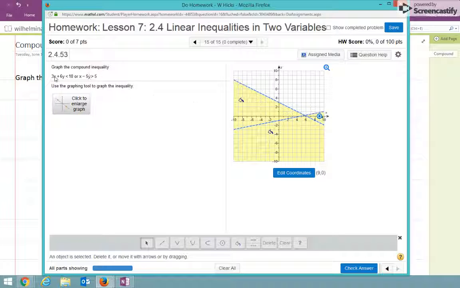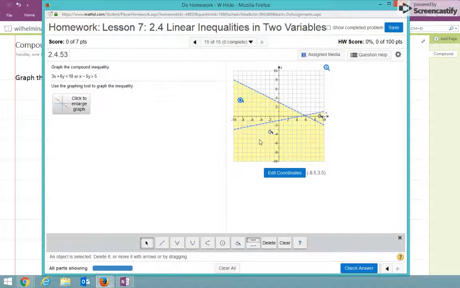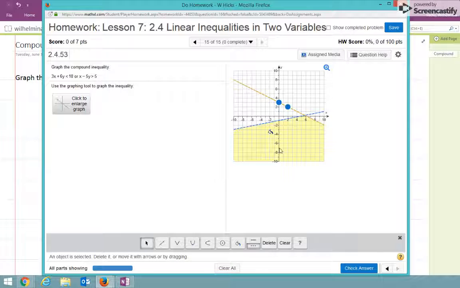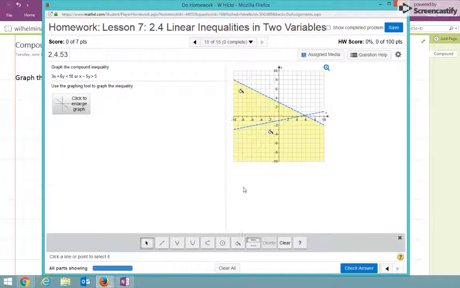Now again, this is an OR problem. Had it been an AND problem, you would just have shaded the area they had in common, which would have been this area had it been an AND compound inequality. But since it's an OR, we would shade everything below the first inequality line and shade everything below the second inequality line.